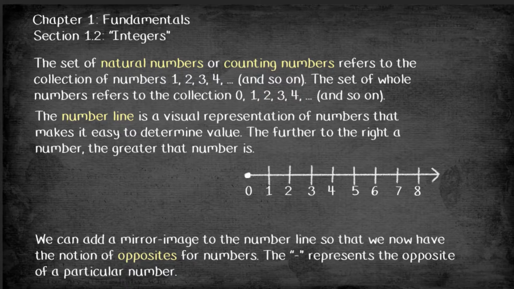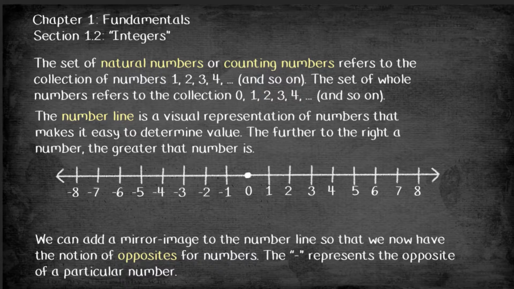Now, if we take that ruler, so to speak, and add a mirror image, we now have the other side of the number line. And this gives us a notion of the opposite of a number. And we're going to denote the opposite of a number with this dash symbol, or the negative sign.